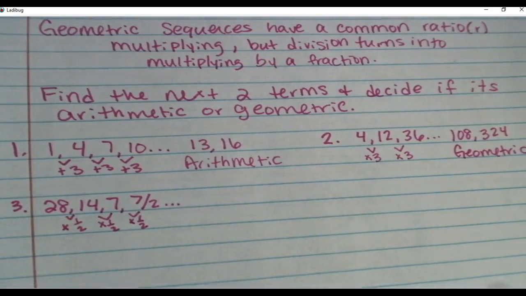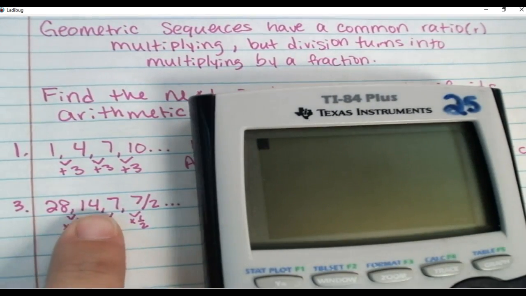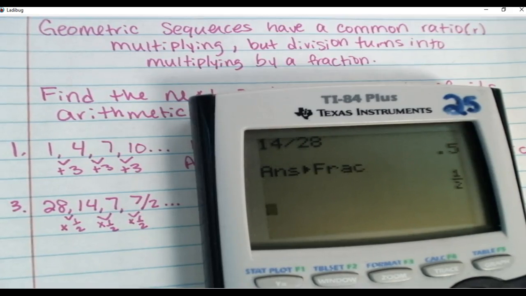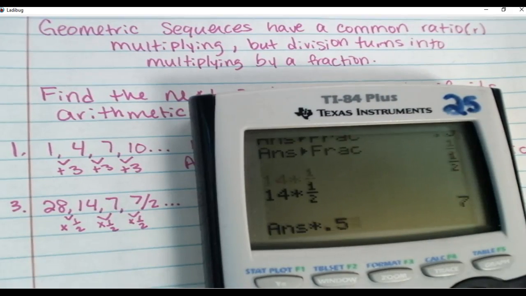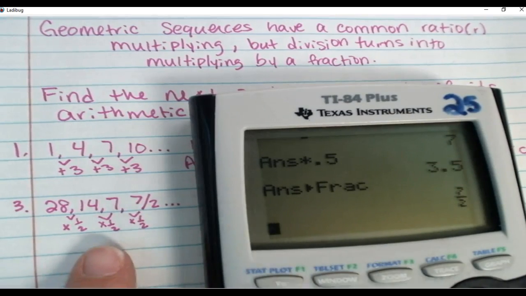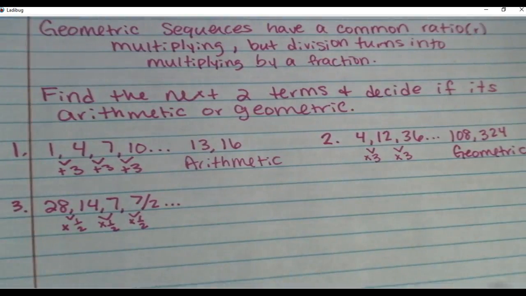Now it's not always going to be like a nice fraction, so if you're ever unsure, what you can do is do the second term divided by the first term. So 14 divided by 28 gives me 1/2. And then you can just make sure that that's true. So 14 times 1/2 is 7. 7 times 1/2 is 7 halves, etc. Okay, so that's how you find it if you're unsure. So then what would be my next term?